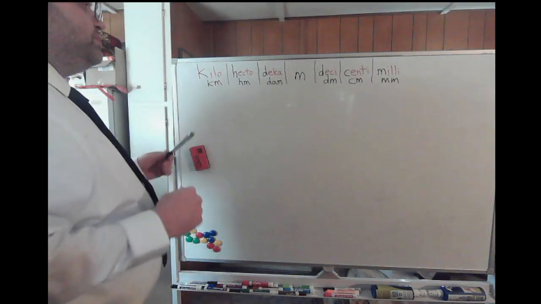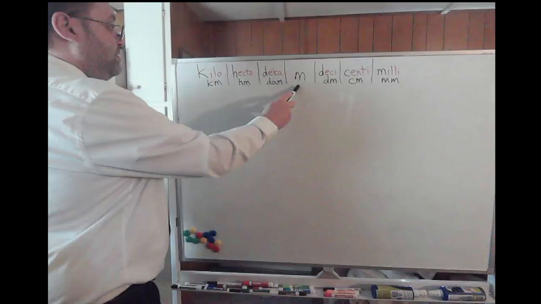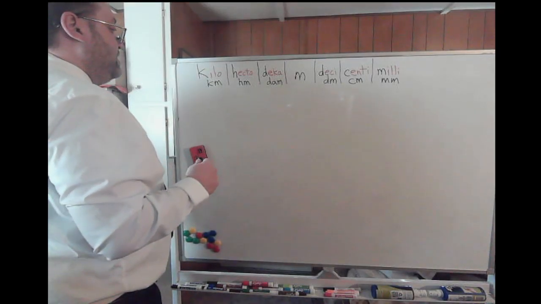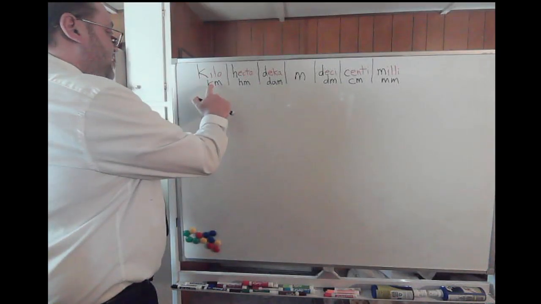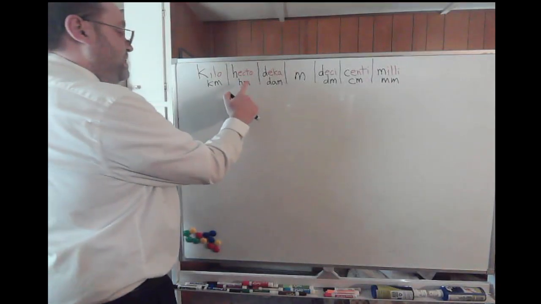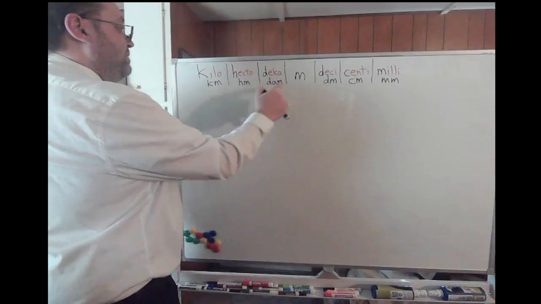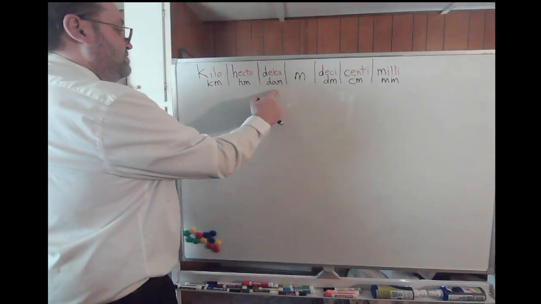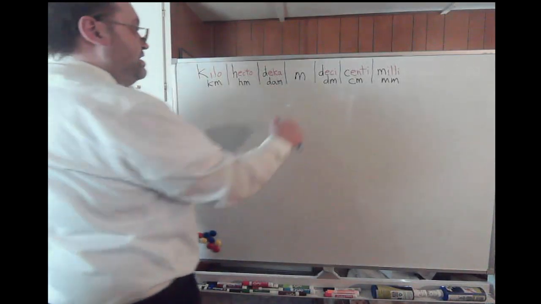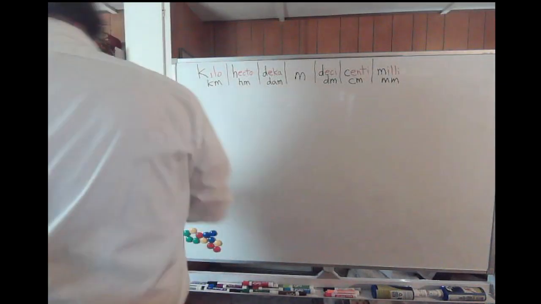So let's say we wanted to find 1 kilometer, how many meters is it? Well, of course you have the base 1 on the left. You multiply by 10 to get to the next place. That'd be 10 hectometers. Multiply by another 10 to get the decameters. That'd be 100 decameters. Multiply by another 10 to get the meters. That'd be 1,000 meters.